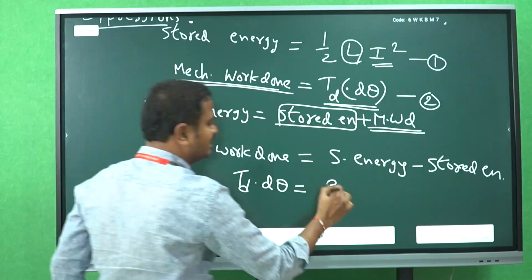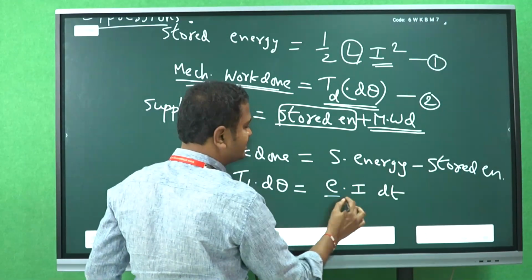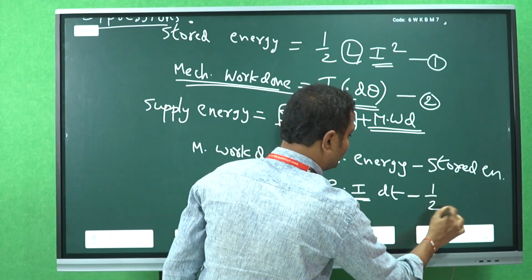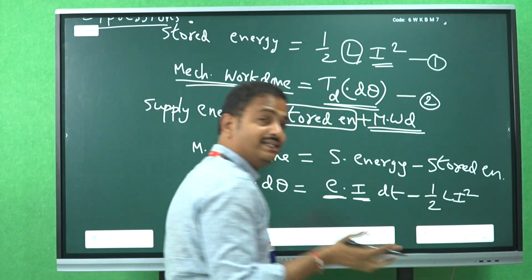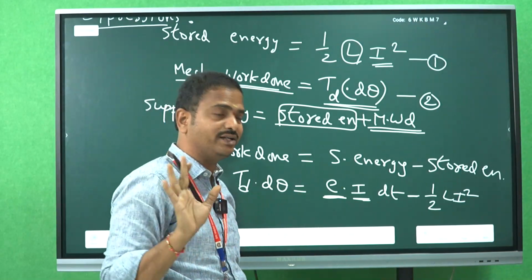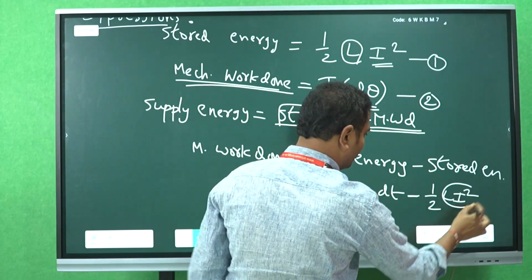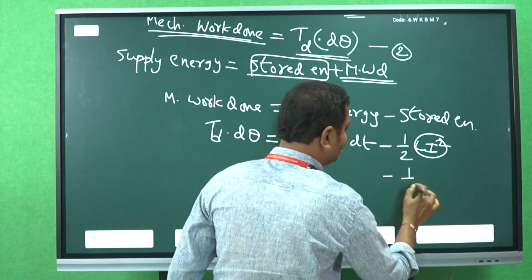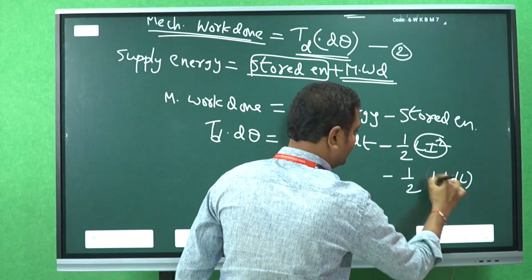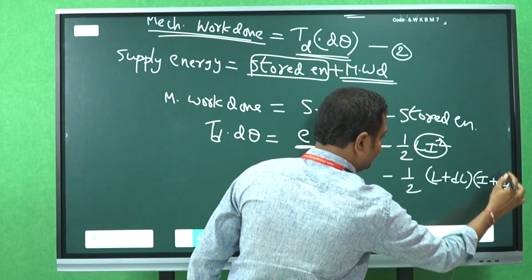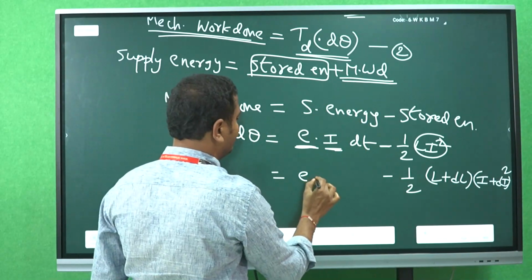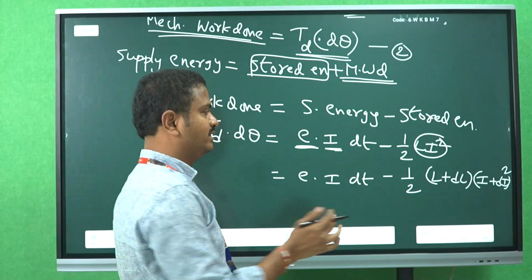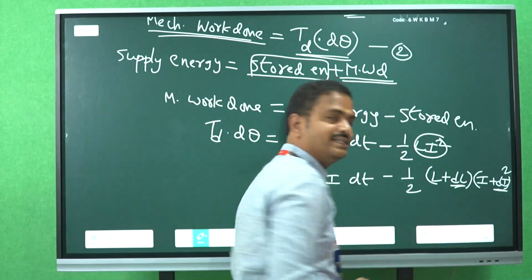Supply energy means e i dt, where e is the self-induced EMF and i is the current through the coil. Minus stored energy, which is half L i square, but we also have to consider the change in inductance. So instead of half L i square, it becomes half (L plus dL) into (I plus dI) whole square. So the equation is e i dt minus half (L plus dL) (I plus dI) square, where dL and dI are the change in inductance and change in current.